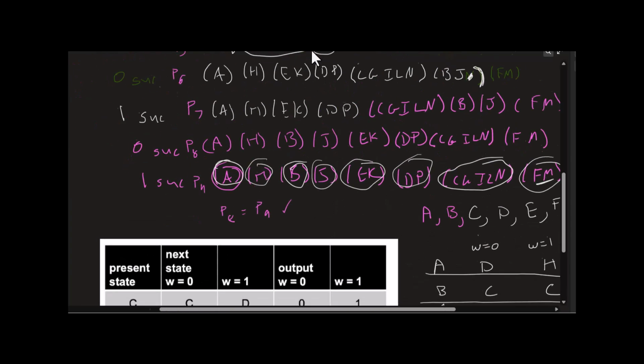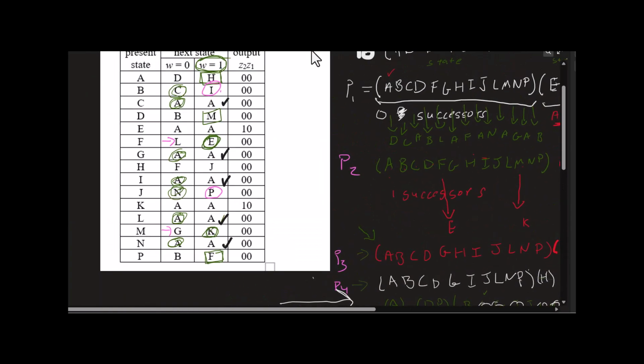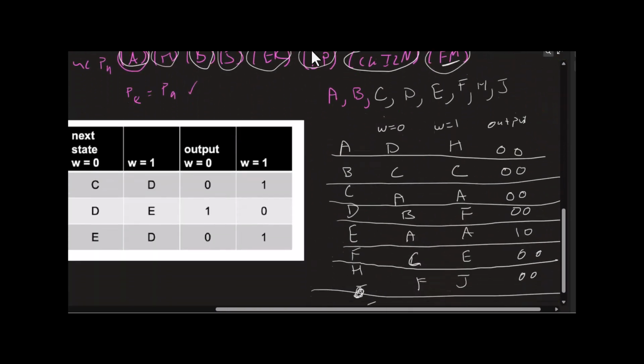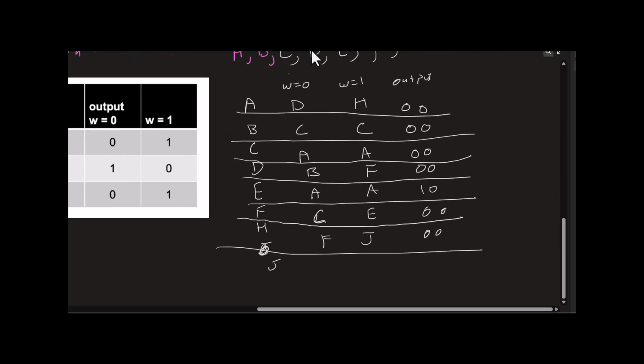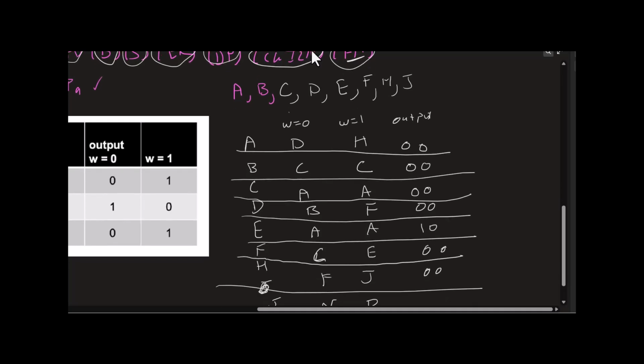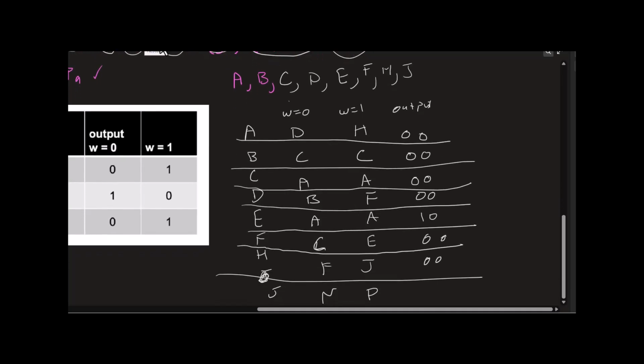And J went to N and P. I can't keep those, so let's see. What set was N in? C. N was in C, all right. And what set was P in? D. So that'll be C and D. And was its output 0, 1 or 0, 0? 0, 0. Okay. And so that is the minimized state table.